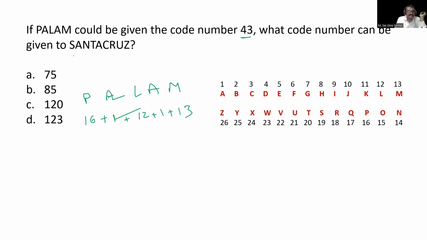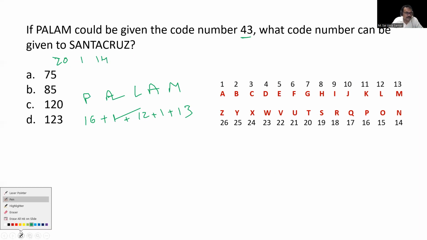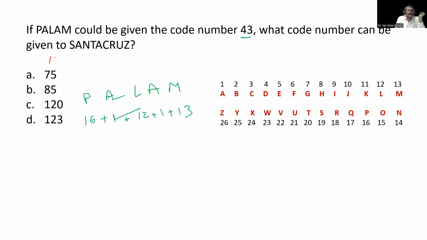What we required? Santa Cruz. What is the S? S is equal to 19, A for 1, N for 14, T for 20, A for 1, and C for 3, R for 18, U for 21, and Z for 26. The sum of all the numbers.